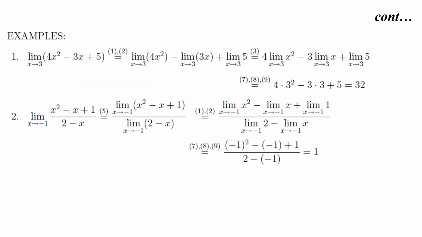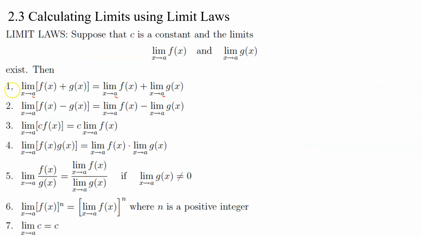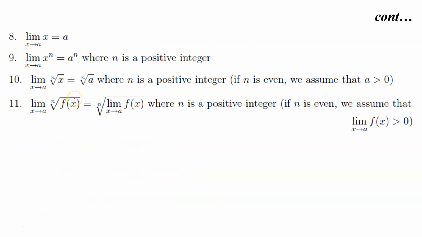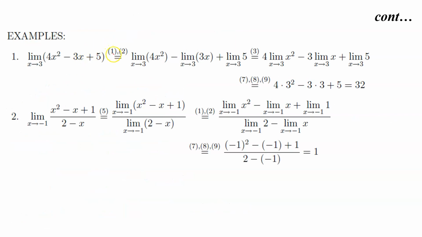Okay, let's see the examples. Number 1, limit for x squared minus 3x plus 5 when x approaching 3. So what happened is that this imply the first and second law. What is the first and second law? Over here, I just wrote it down. First is addition. Second one is subtraction. If you refer back, they follow this law. Yang number 1 dan number 2. Okay, dia ada tambah, dia ada tolak. That's why I just put it on 1 and 2.